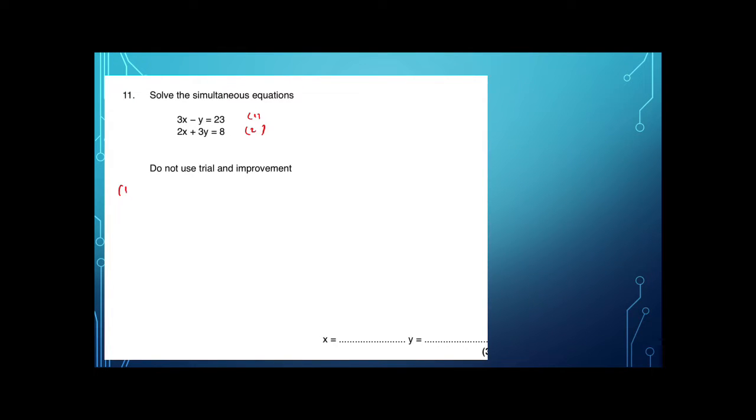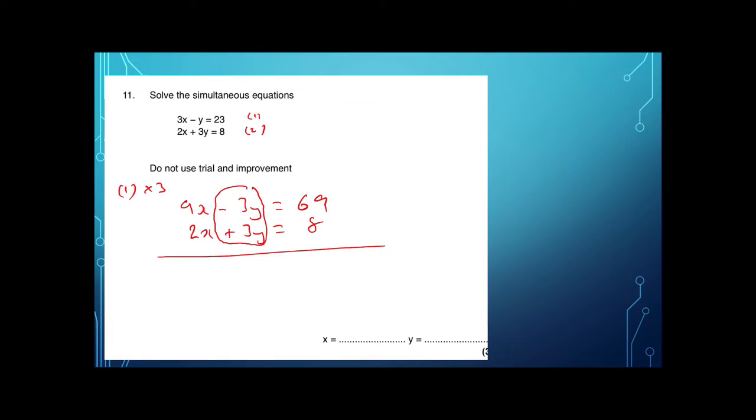Actually, all that I'm going to do for this one is to multiply the first one by 3. So that gives us 9x minus 3y, and 3 times 23, 3 20 60, so 69 for that. Keep equation 2 the same. Okay, and we want to eliminate the negative 3y, add 3y, so we're going to add here. And 9x plus 2x is 11x. 69 plus 8 is 77, and that's a nice easy one. So x is equal to 7.